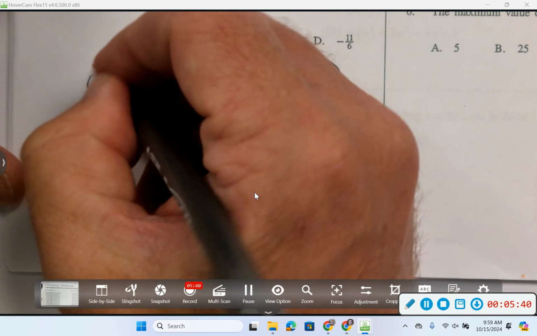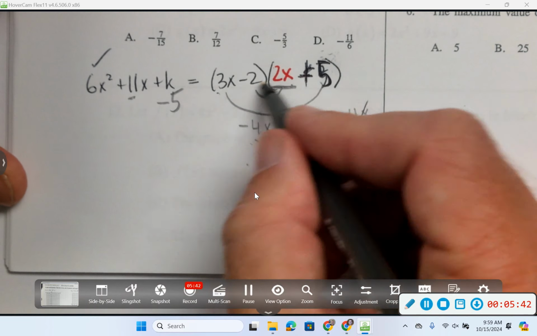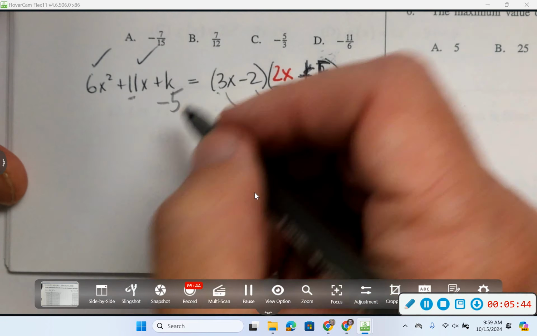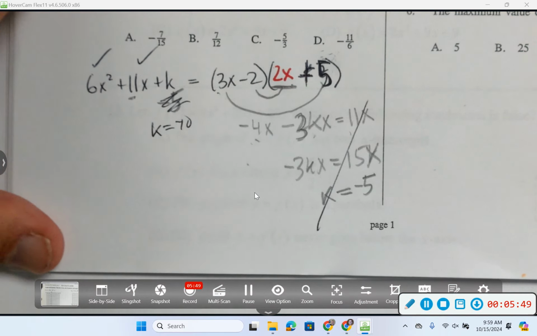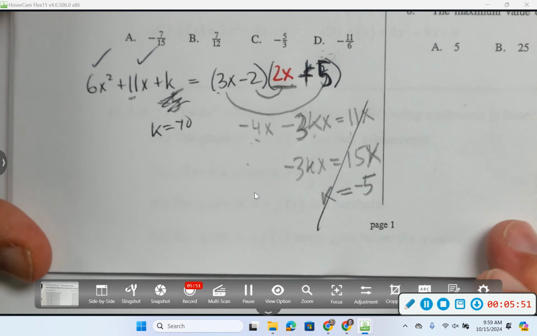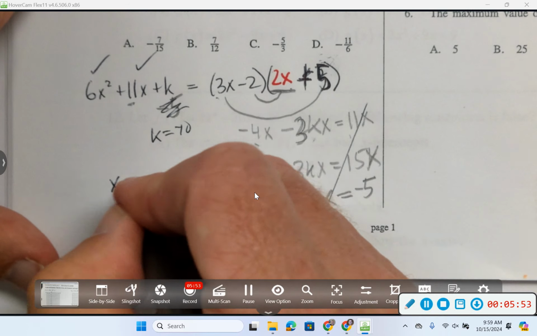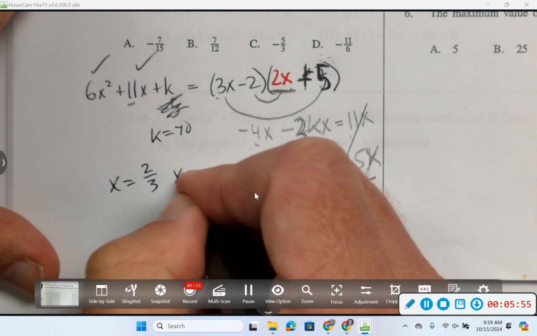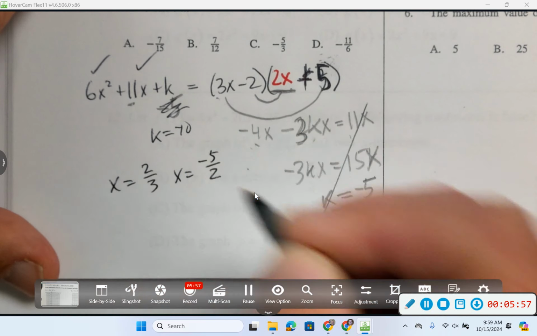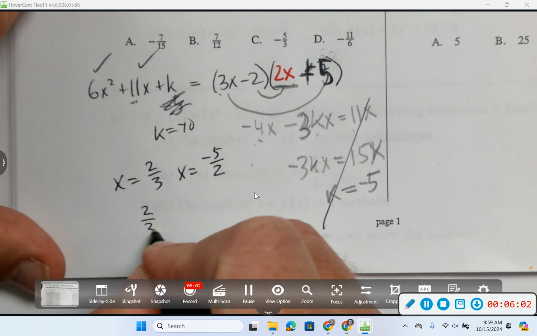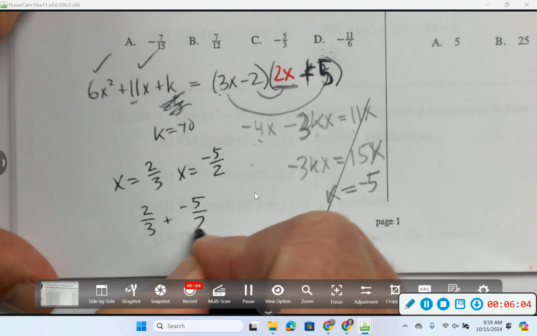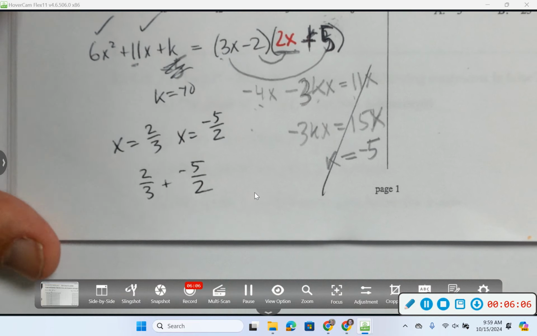3x times 2x is 6x squared. 15x minus 4x is 11x. And it didn't tell us what k is, but k must be negative 10. And then the sum of the real roots. So x equals 2/3, and x equals negative 5/2. And so I just need to add 2/3 and negative 5/2. That's annoying. After all this, still got to do more work.